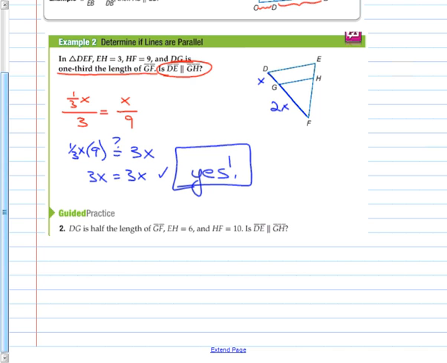Sounds good to me. DG is half of GF. And EH is 6. HF is 10. Before I do any work, can you tell me if this is going to work or not? Why not? Yeah, here's the deal. X is half of 2x. Is 6 half of 10?